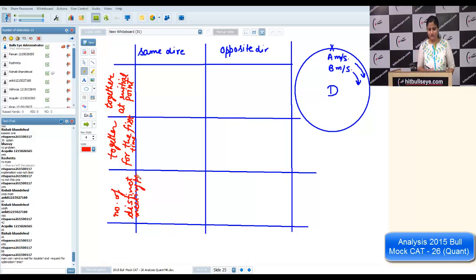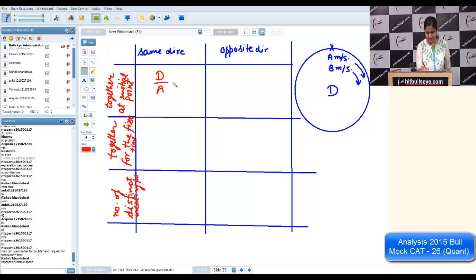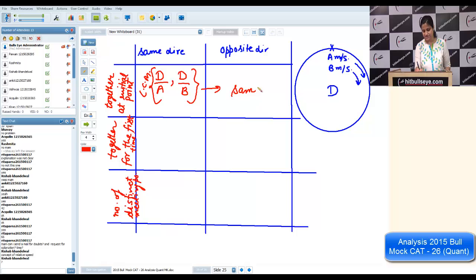So, first of all, I'm taking a case of same direction. How will you solve that? You will take the individual time taken by them, d by a, d by b. You will take least common multiple of that. Answer will be same in case of opposite directions. So direction is not needed in the first case whenever the time to reach the initial point is asked.